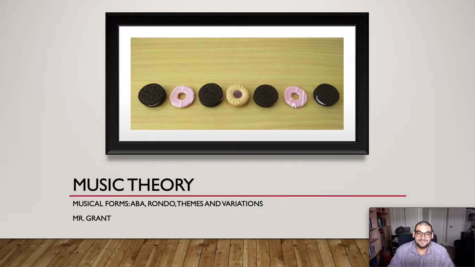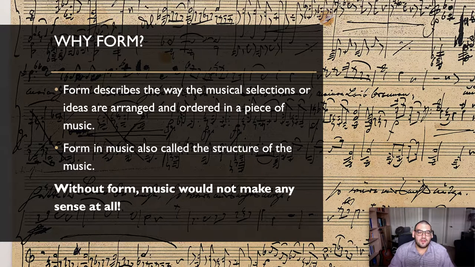Okay, let's begin. So why form? Well, form describes the way the musical selections or ideas are arranged and ordered in a piece of music. It's how we write. It's why we write. We want to create a certain form of music. Form in music is also called the structure. Without it, music would not make any sense at all. It would simply be notes on a page and improvisation all the way through.